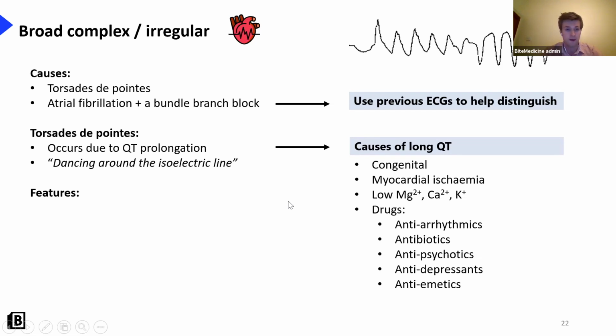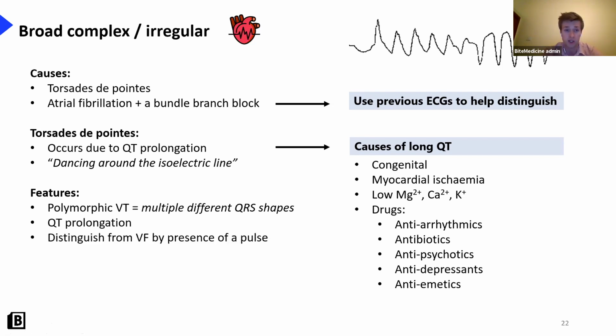So features, you'd expect polymorphic VT, so different QRS morphologies. You might see QT prolongation. And as I've said already, you distinguish the difference between VF and this by the presence of a pulse. If you see it, I would contact your cardiologist. That would be my advice.